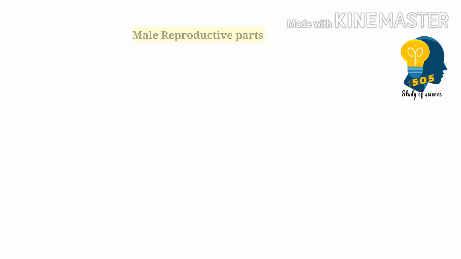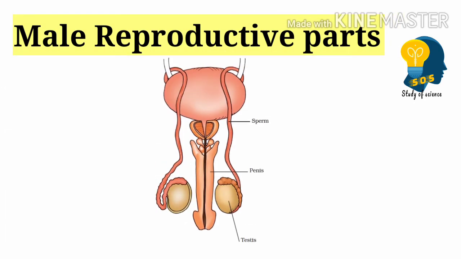Now let us understand some of the important parts present in the male reproductive organ. Let us start with the testes. If we look at the male reproductive organ, there is a pair of testes. Testes, T-E-S, is plural. If it is single, we call it testis, T-E-S-T-I-S. The testes are included in the male reproductive organ. They are spherical in shape.